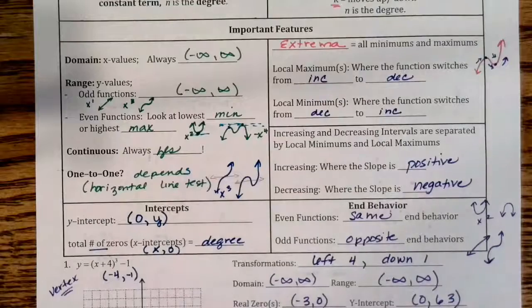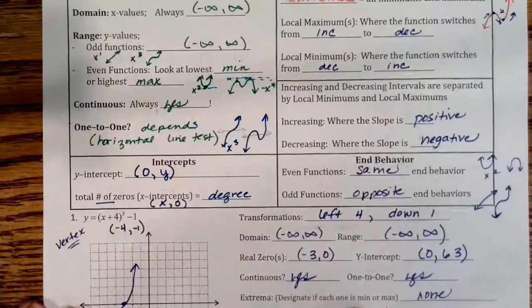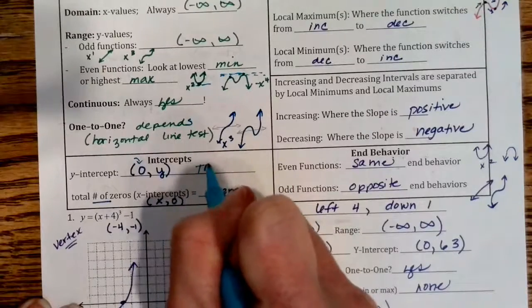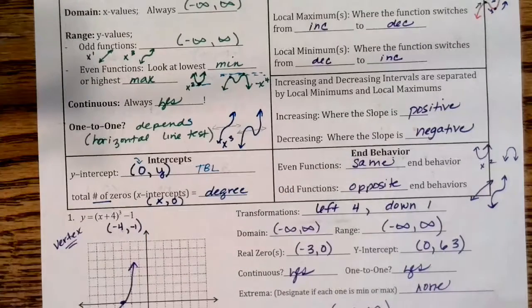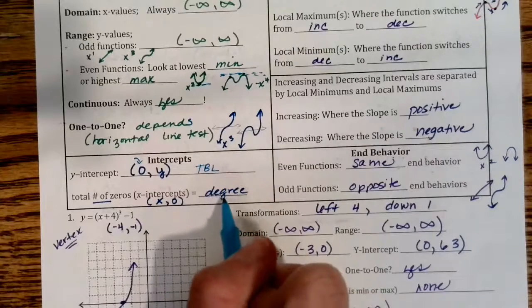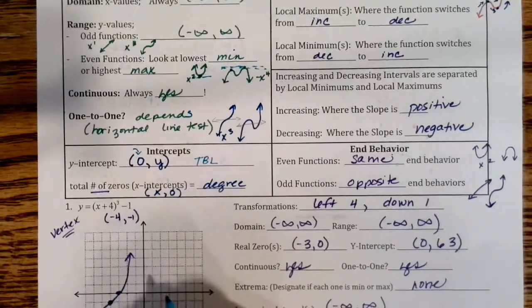When we talk about intercepts, remember, always look for an input of 0. A lot of times, if you go to your table of values on the calculator, that'll help you find that answer easily. And your total number of zeros is always going to be the same as your degree. And you can check to see whether they are real roots, double roots, or imaginary roots that don't ever cross the axis.